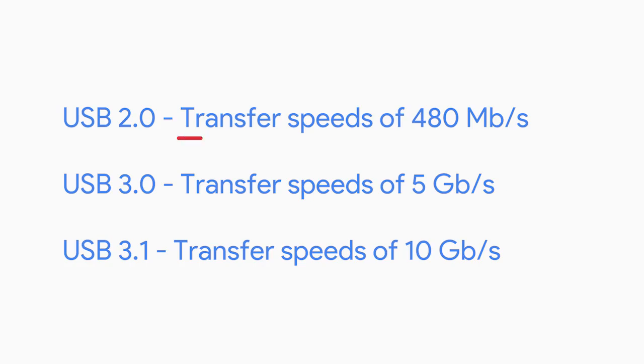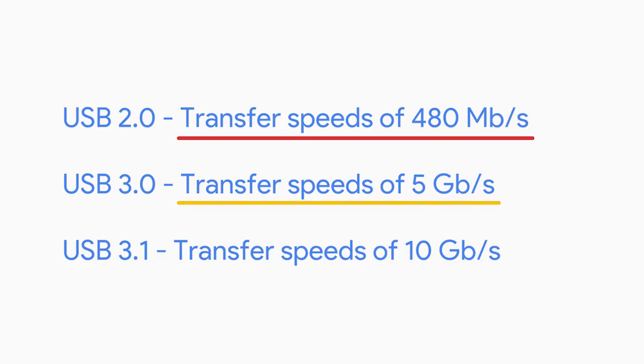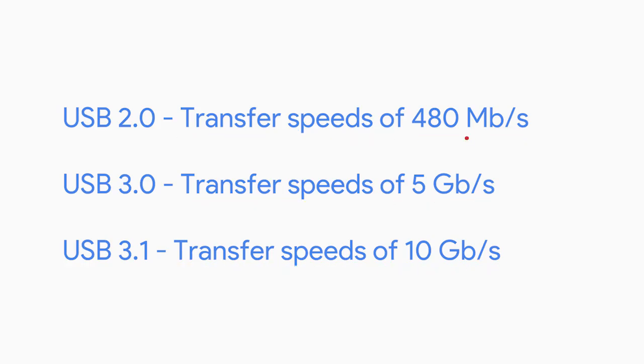USB 2.0 has transfer speeds of 480 megabits per second. USB 3.0 has transfer speeds of 5 gigabits per second. USB 3.1 has transfer speeds of 10 gigabits per second. In the chart, let's pay attention to the details: it uses a capital M, lowercase b, /s, instead of capital M, capital B, to reference transfer speed.